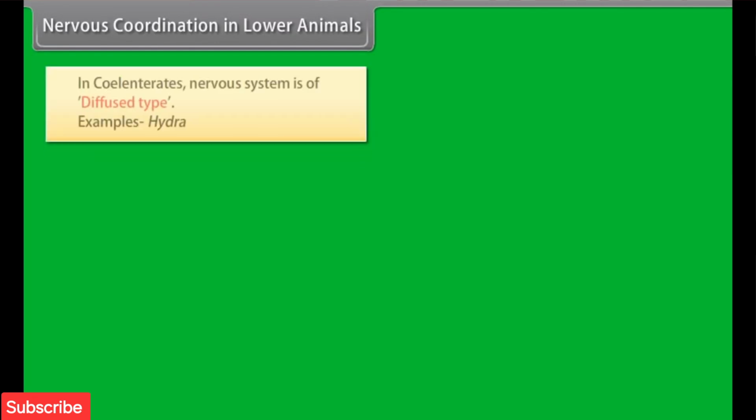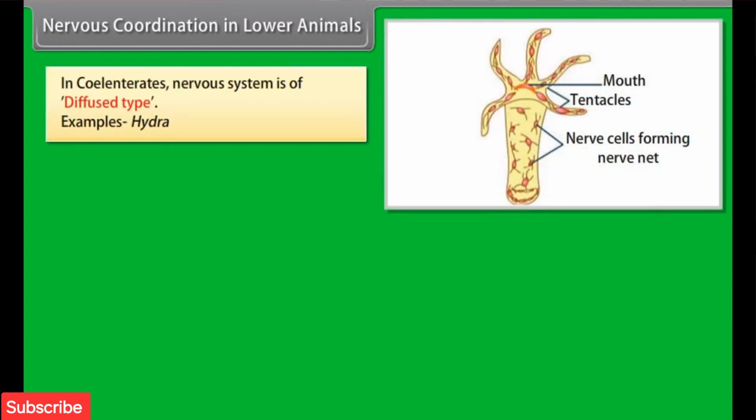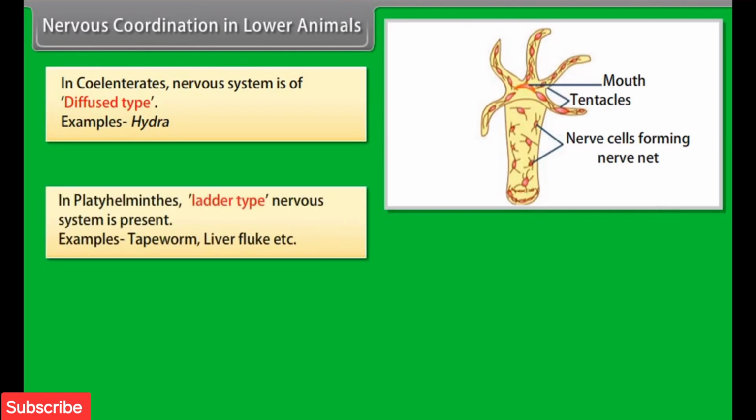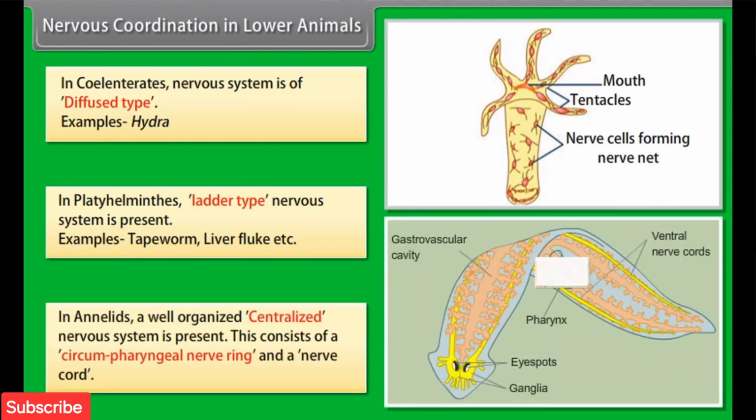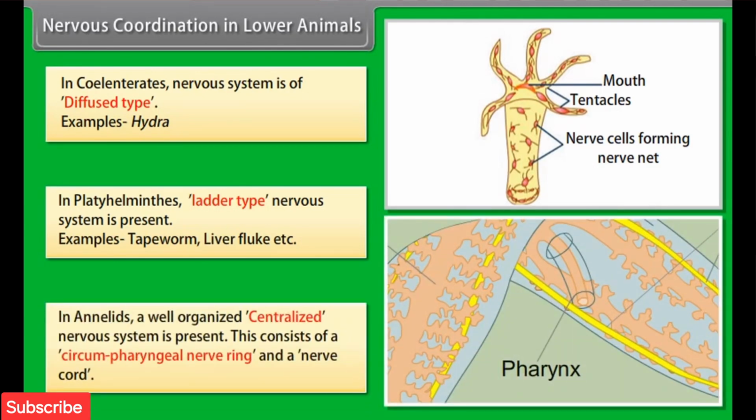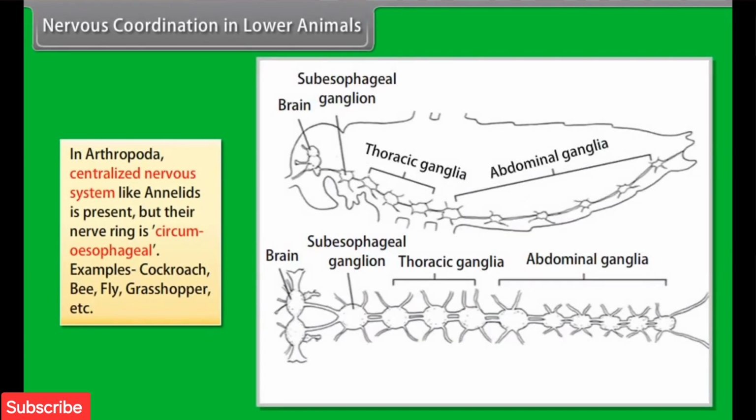In coelenterates, the nervous system is of diffused type. Example: Hydra. In Platyhelminthes, a ladder-type nervous system is present. Examples: tapeworm, liver fluke, etc. In annelids, a well-organized centralized nervous system is present. This consists of a circumpharyngeal nerve ring and a nerve cord. In Arthropoda, a centralized nervous system like annelids is present, but their nerve ring is circumesophageal. Nervous coordination in higher animals.